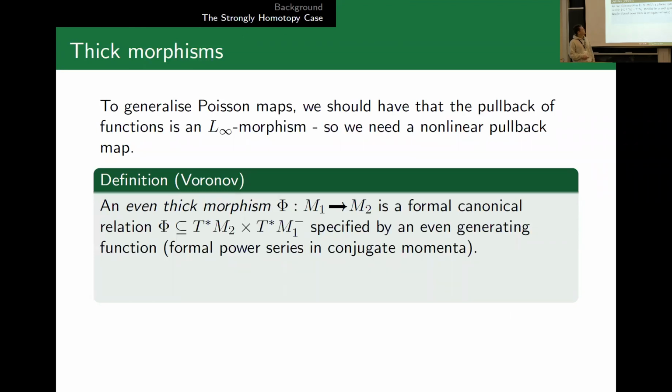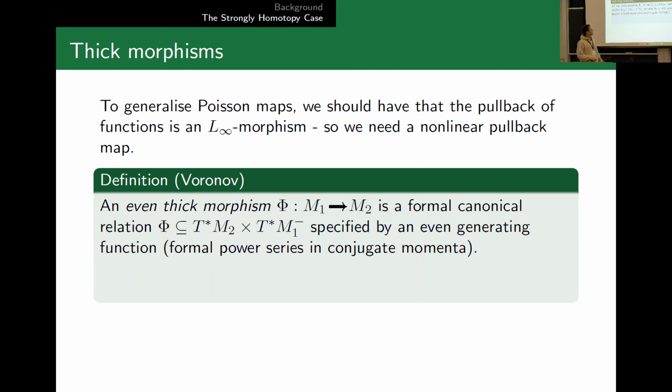Okay, so we've talked about what comorphisms should be, and now we need to talk about what the appropriate notion of maps for P-infinity bundles should be. This means we need to go into Thick morphism territory, because as Ted was talking about, we need our pullbacks of functions to be L-infinity morphisms. So we can't have linear pullbacks. We need these generalized maps.